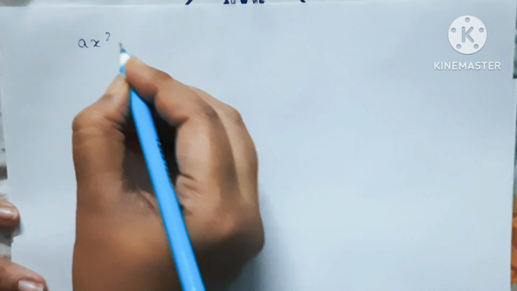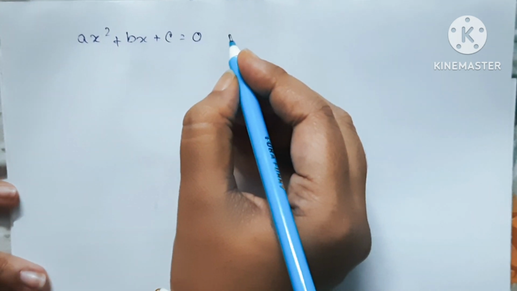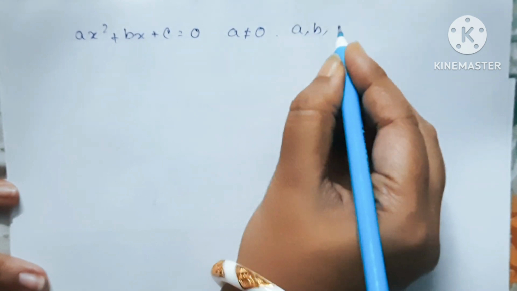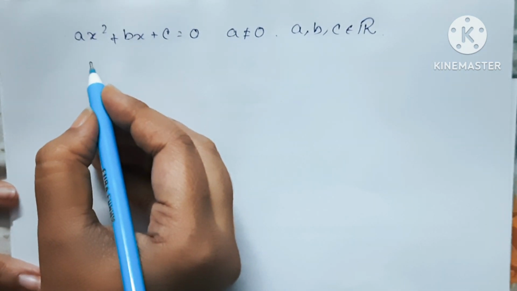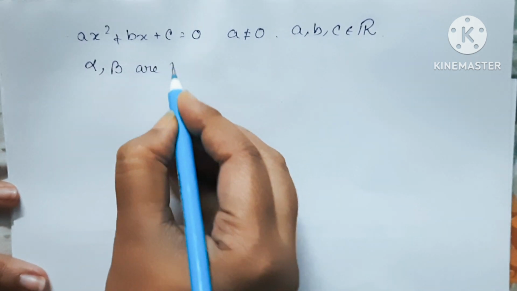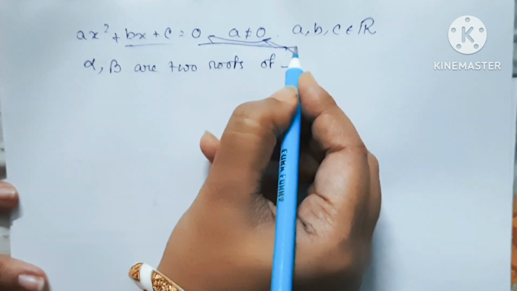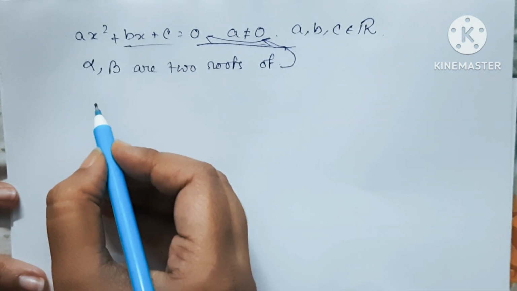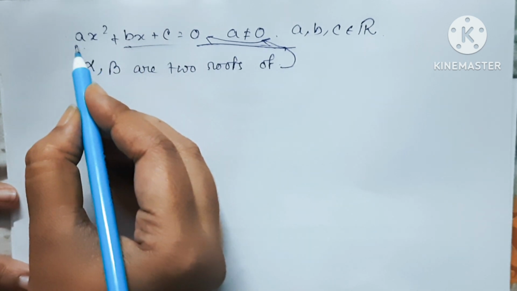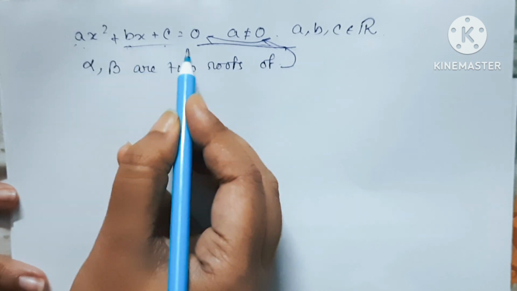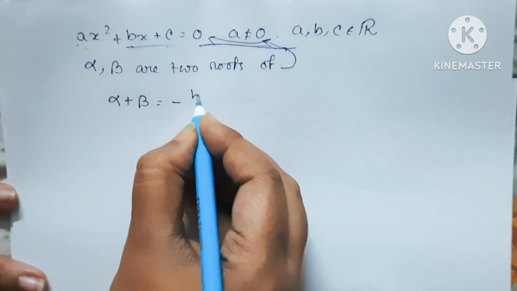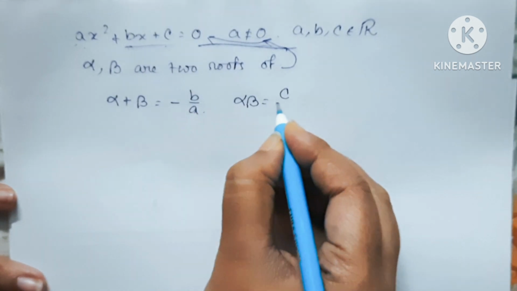Now suppose you have two roots but the equation is not given to you. How will you find the quadratic equation from the given roots? Suppose ax square plus bx plus c equal to 0 is a quadratic equation, where a not equal to 0 and a, b, c are real numbers. Now if alpha and beta are the two roots of this equation, there is one relation between the roots and the coefficients of the equation. See, these a, b and c are the coefficients and constant term of this equation. Now alpha plus beta will be minus b by a, and alpha into beta is c by a, okay.